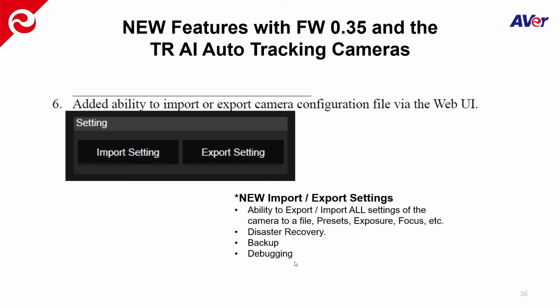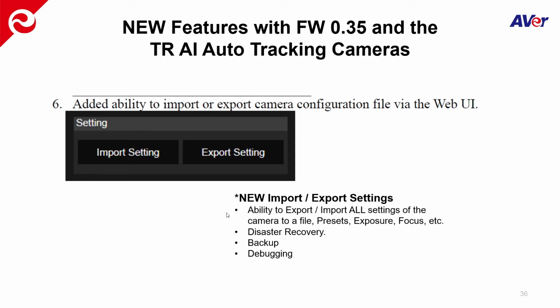So say the room is being painted, a ladder falls on the camera. Oh no, you get a new camera in and it's like, oh, do I have to really set this up from new? The answer is no. You put the camera on the network, you do an import of the settings that you had exported previously, and it will import all the presets and the settings you had in the camera. And it's also good for backup and also debugging.